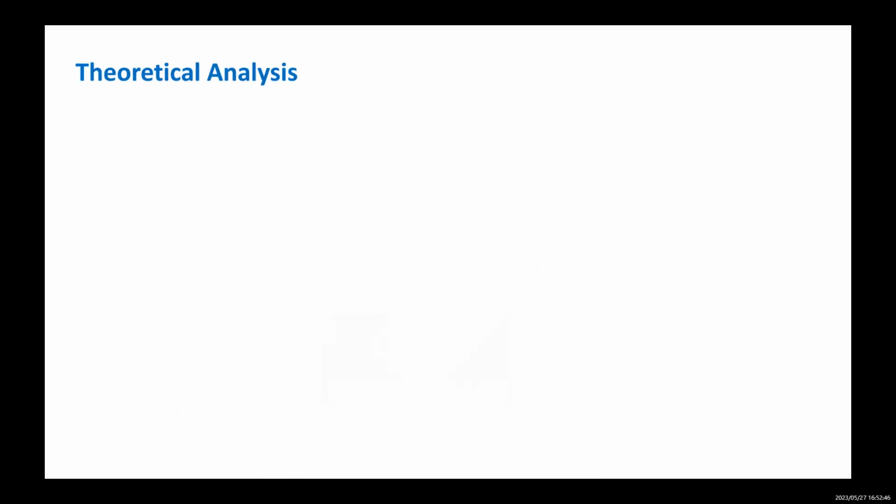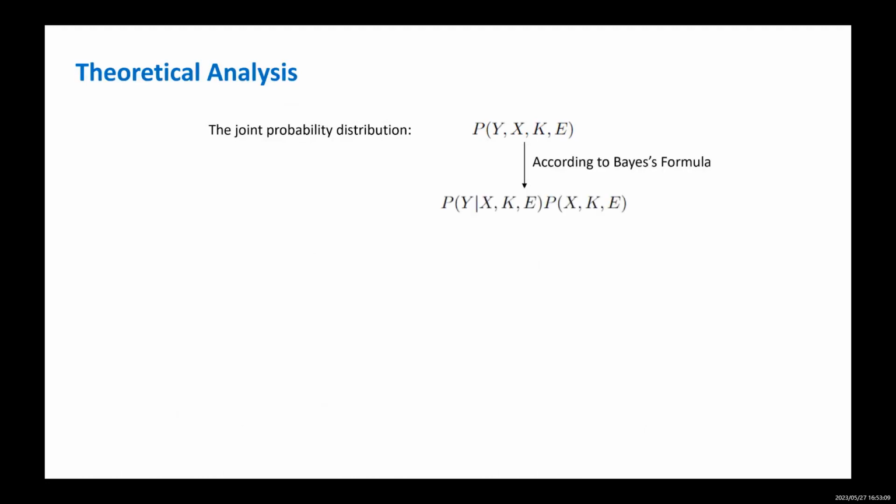We analyze the reasons from the perspective of probability. The learning process can be considered as learning the joint probability distribution of y, x, k, and e, where y is the ground truth, x is the image representations, k is the intrinsic parameters, and e is the extrinsic parameters. According to Bayes' formula, we decompose the joint distribution. Here, the joint probability distribution of x, k, and e is a mapping that projects a perspective image into the feature map in bird's-eye view, and the conditional probability represents the detection height.